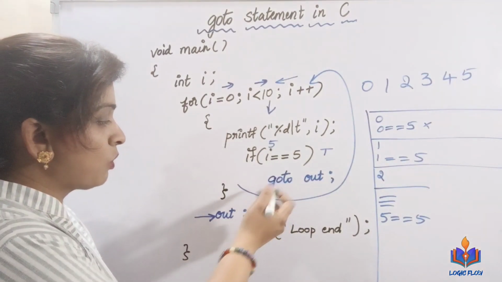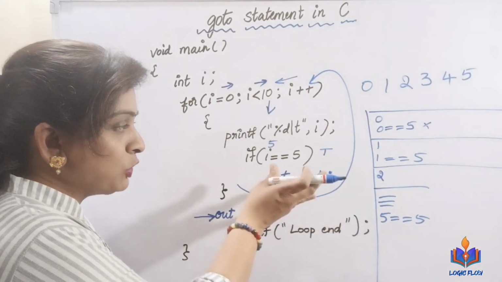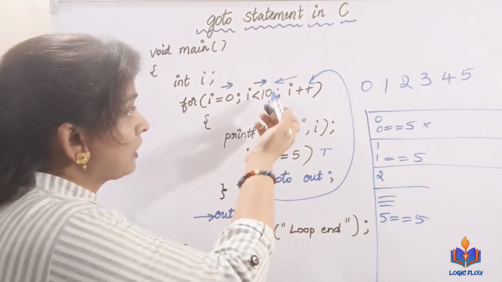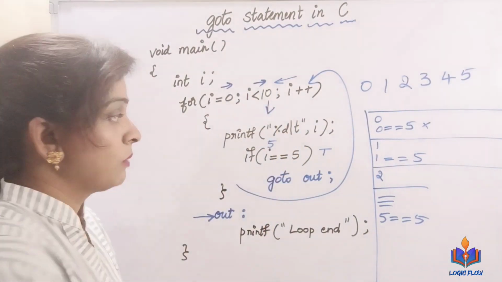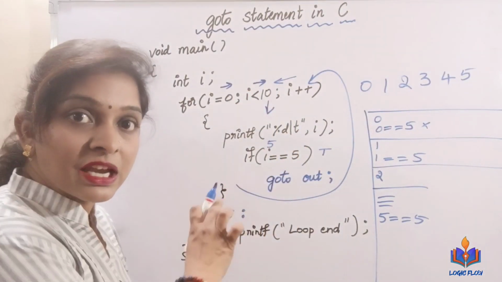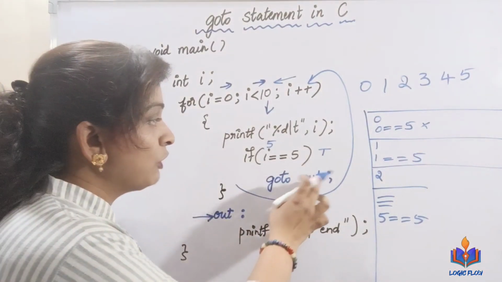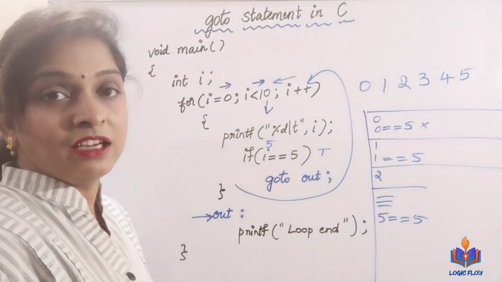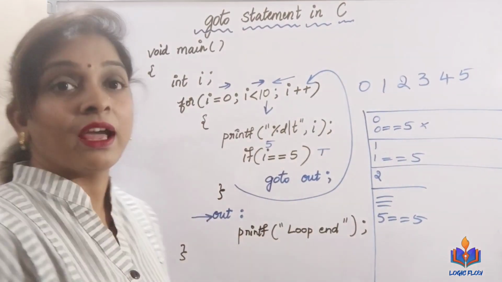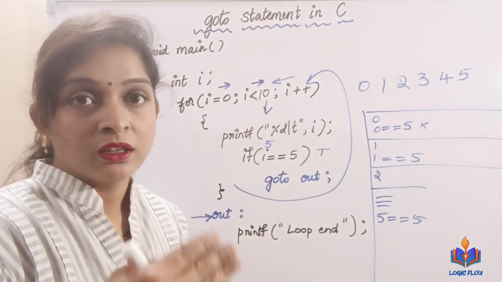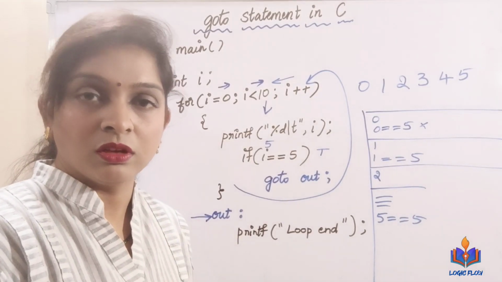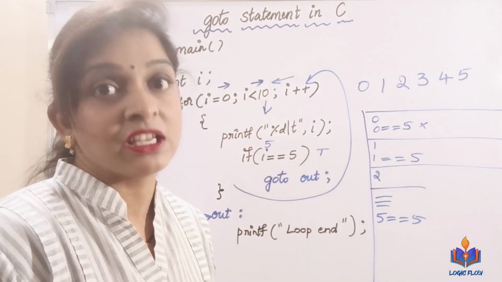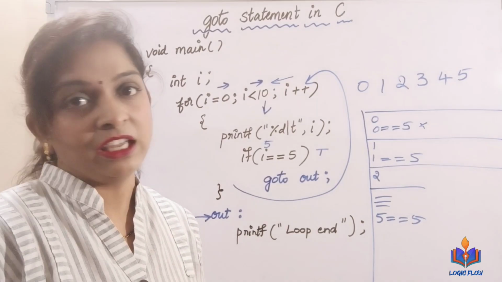So it will go to this point. It is going to break the loop here, though I would otherwise have to execute up to 10. But go to, when I use it inside the loop block, will go to the label associated statement and end the loop. So I can use the goto statement to repeat the statements, to repeat the execution of the statements as well as to terminate the loop.